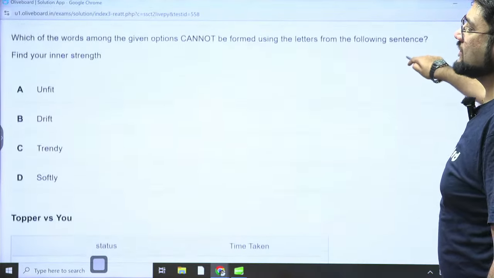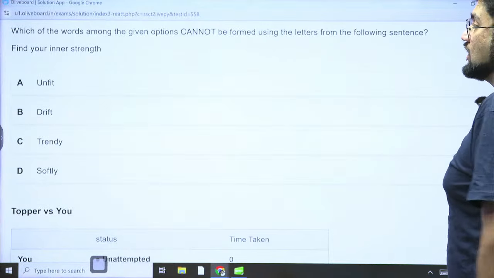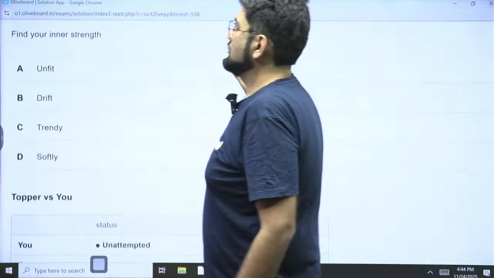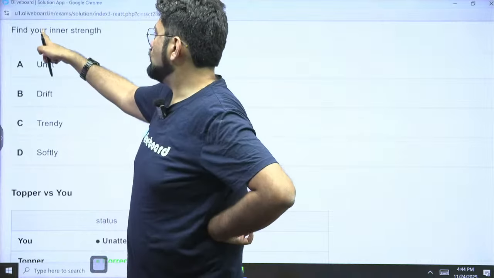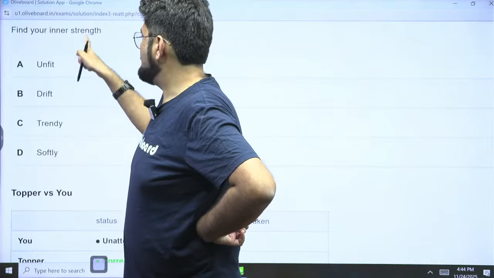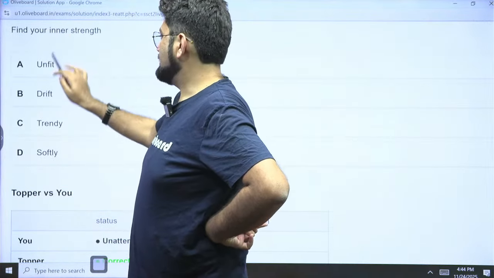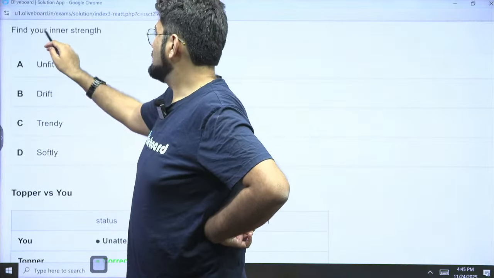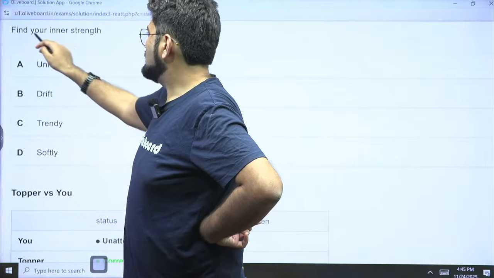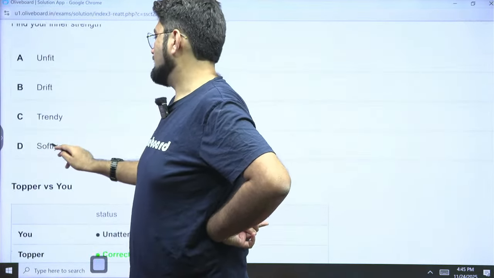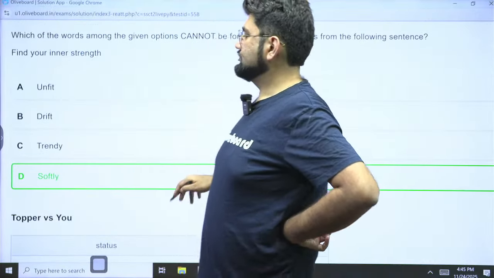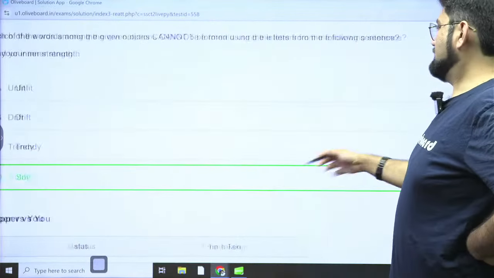Which of the words among the given options cannot be formed? Okay, words which cannot be formed from the whole sentence. Unfit. UNFIT can be formed. Drift, D, R, IFT we already know is there, can be formed. Trendy. TRENDY can be formed. So softly has to be the correct answer because we're lacking L here. Okay, 33 seconds. Great.